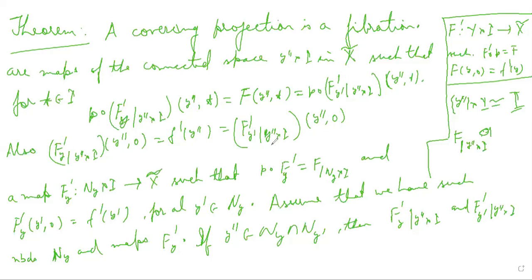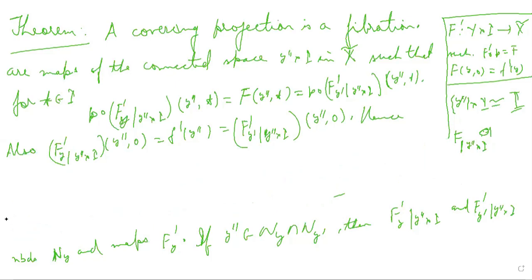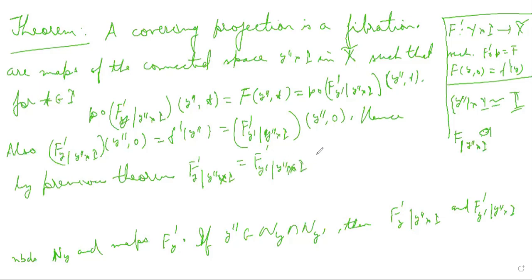So in the previous result, we have seen that if you have two lifts of the same map defined on a connected space, and if they agree at one point, then they will be identical. So they should be equal, right? Hence, by the previous theorem, f_y prime restricted over y double prime cross I equals f_y prime prime restricted over y double prime cross I.